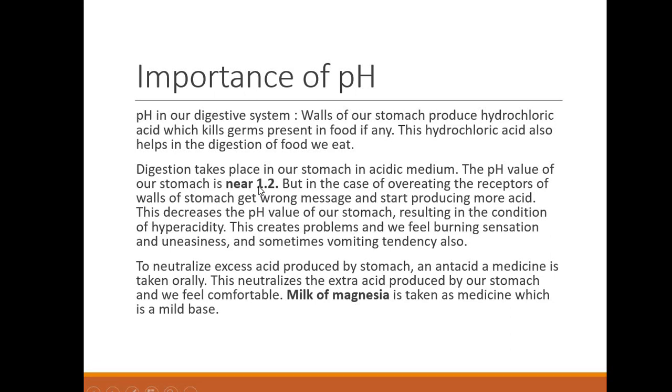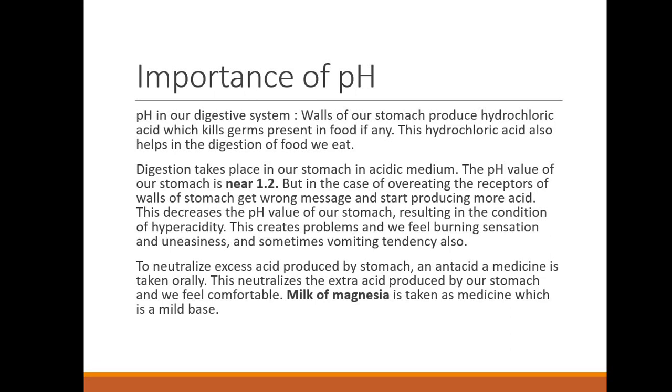But in the case of overeating, the receptors of the walls of the stomach get a wrong message and start producing more acid, which is known as the acidity problem. This creates problems and we feel a burning sensation and uneasiness, and sometimes a vomiting tendency, due to the higher amount of acid in our stomach. To neutralize excess acid produced by the stomach, an antacid is used.